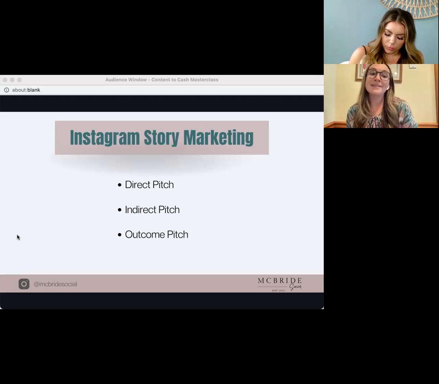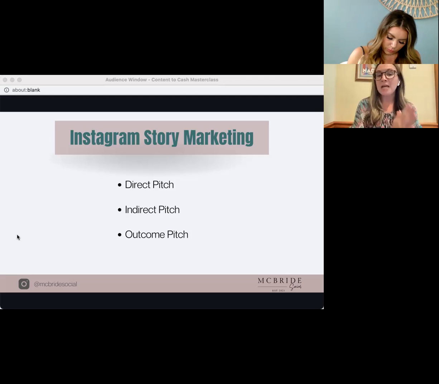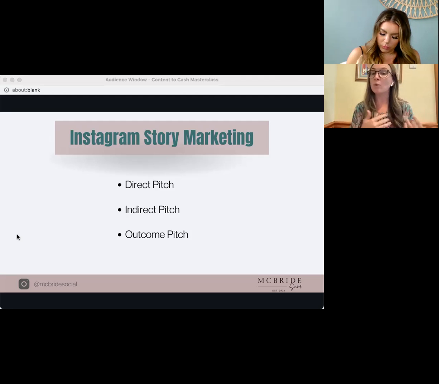And then the last kind of pitch here is the outcome pitch. And that's where, instead of the direct pitch where you're leading with the problem, in the outcome pitch you're leading with what's the transformation going to be? What are they getting at the other side of purchasing from you or working with you? And so for me, it could be like, do you want 3 to 5 new clients showing up in your inbox every month? There's the outcome.